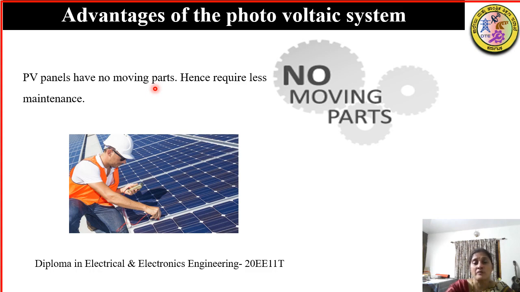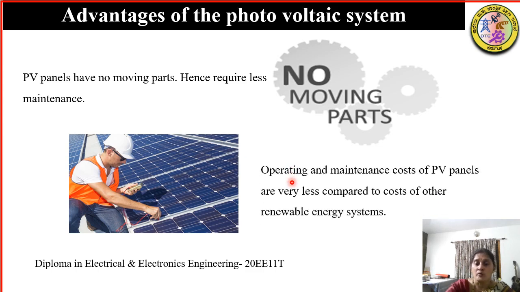And when there are moving parts, there is definitely going to be wear and tear. And over a period of time, continuous maintenance will be required and the life will be short. Compared to this, in a photovoltaic system, since there are no moving parts, the life of the system is very long. Moreover, the operating and maintenance cost of the PV panel is very, very less as compared to other renewable energy systems.